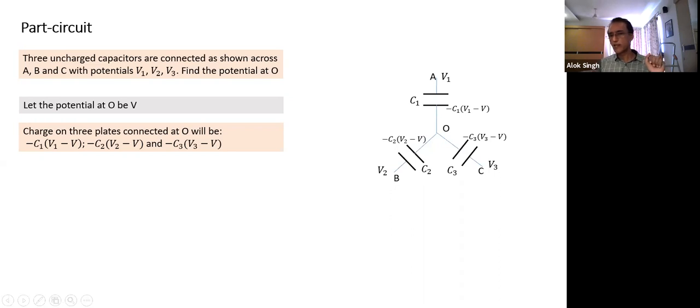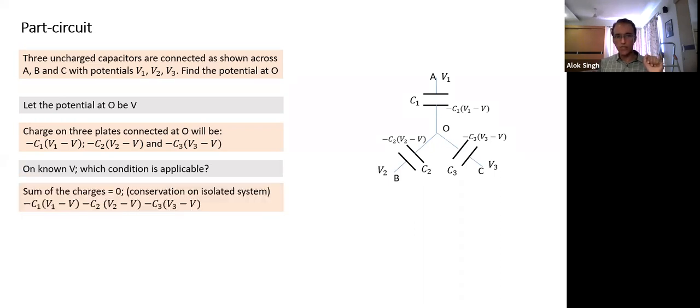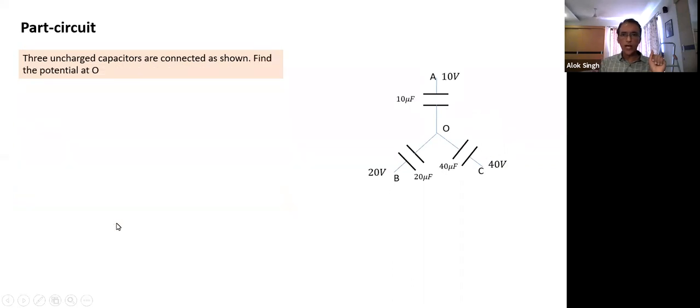Some of these 3 charges have to be 0 as they are part of an isolated system. So, to find the unknown V, which condition is applicable? Sum of charge is equal to 0. Conservation of charge in an isolated system. I equate the whole thing to 0, and when I equate this whole thing to 0, I get an expression for V. So that was one question.